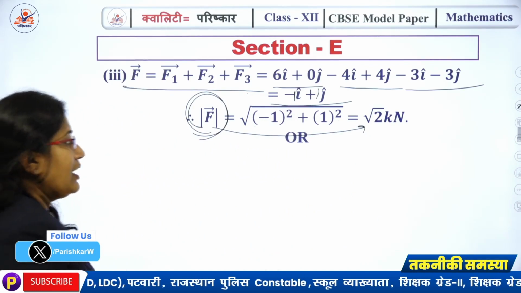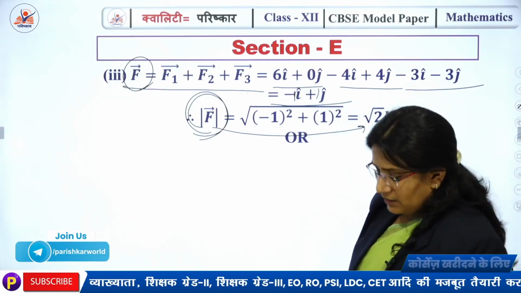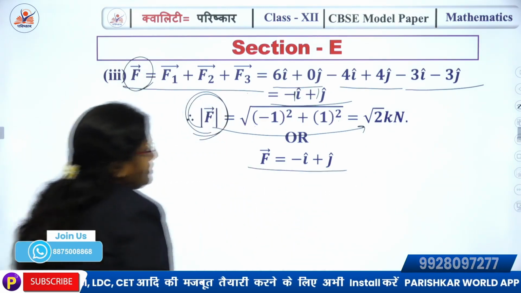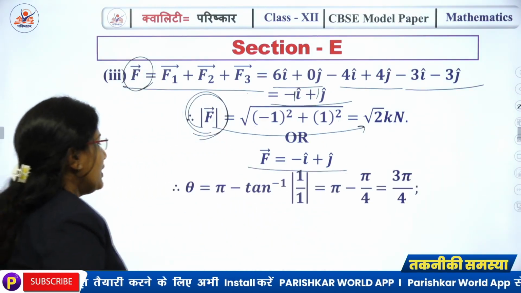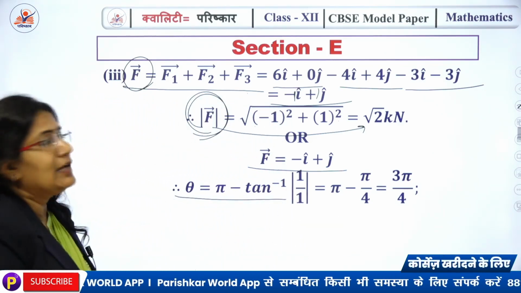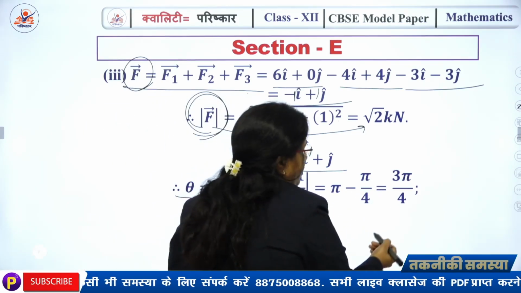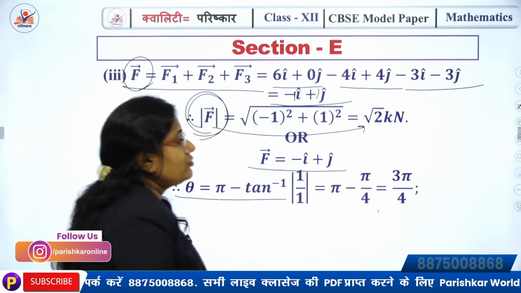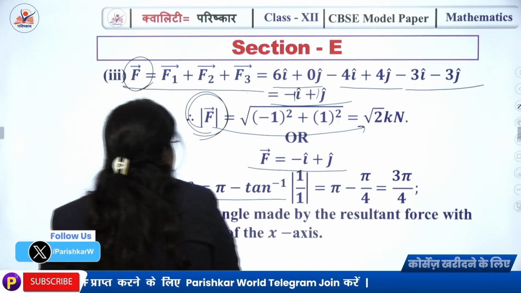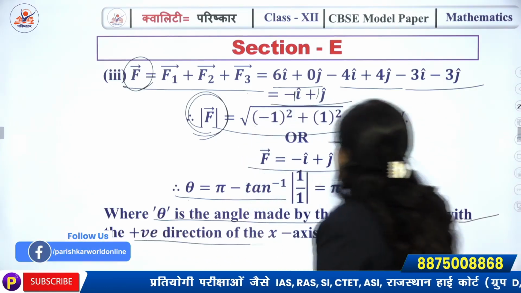Okay students, we had to find the value of the total force. Now we have an internal choice in this question. Force F is minus i plus j cap, and we know the formula theta equals pi minus tan inverse of the modulus of 1 upon 1. What is the value of tan inverse 1? It is pi by 4. That means theta equals pi minus pi by 4. After calculating, we have 3 pi by 4, which is the value of theta, where theta is the angle made by the resultant force with the positive direction of the x-axis.